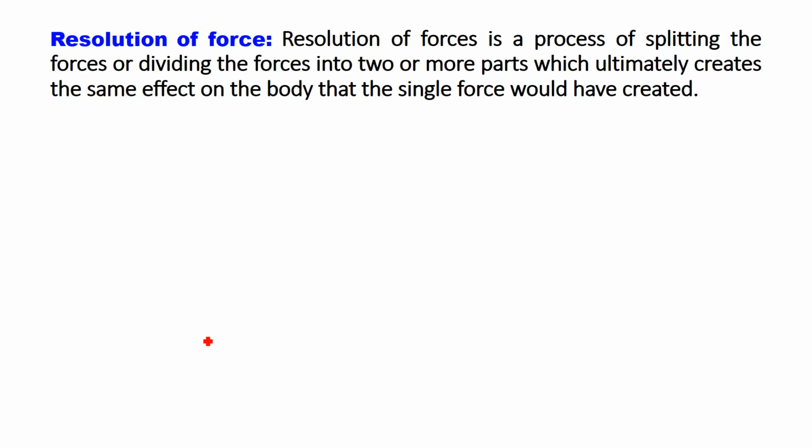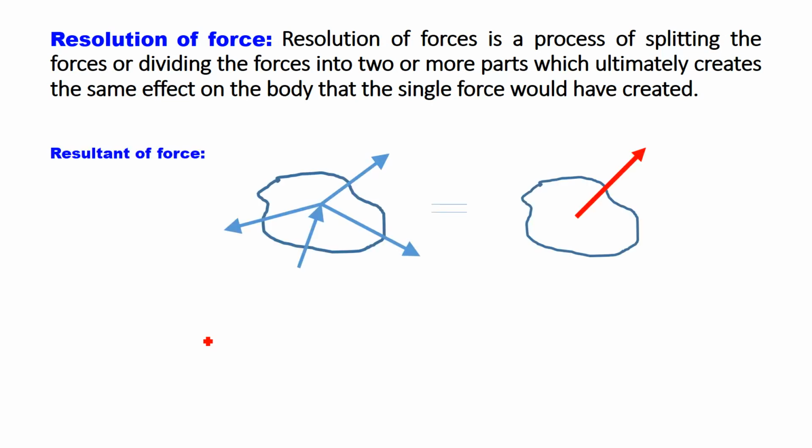If you remember what we are doing in resultant, we are replacing a number of forces by a single force, right? If you see this example, one body is subjected to four different forces, F1, F2, F3 and F4. Four forces are acting on a body, and if you replace these four forces by a single force which has the same effect on the body as those four forces, the single force is called the resultant.